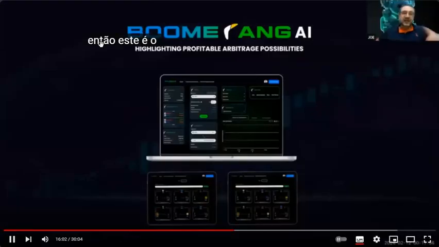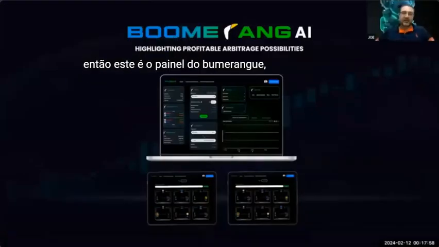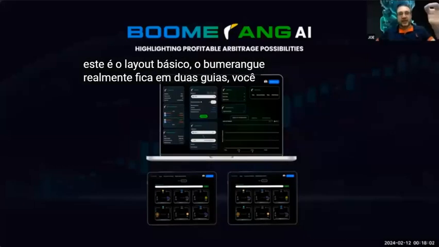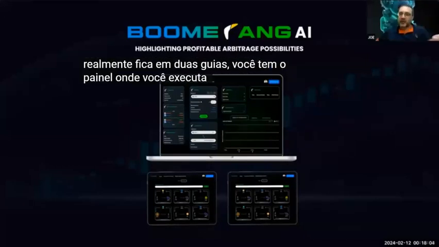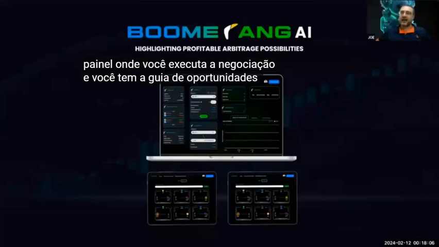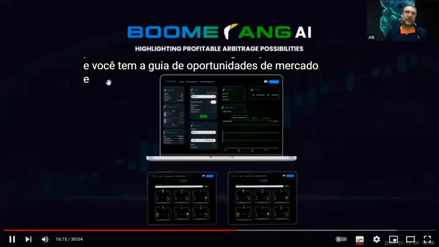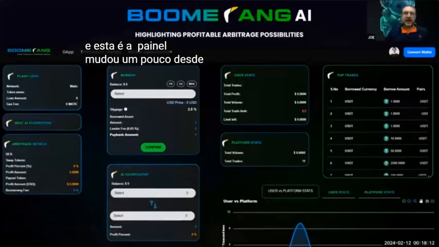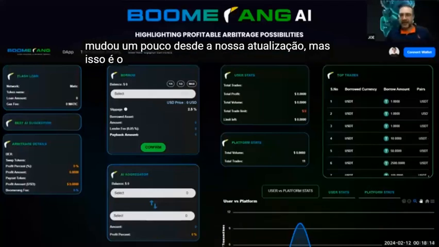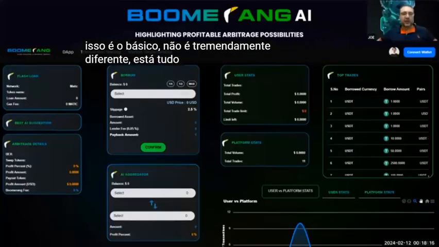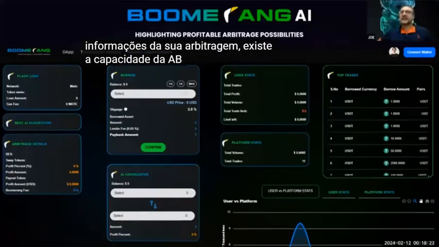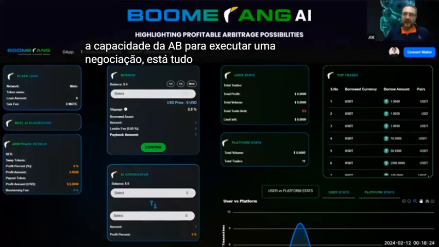So this is the Boomerang dashboard. This is the basic layout. Boomerang really sits on two tabs. You've got the dashboard where you execute the trade, and you've got the market opportunities tab. And this is the dashboard. It has changed slightly since our update, but this is the basics. It's not tremendously different. All the information of your arbitrage is there. The capability to execute a trade is all within the dashboard.